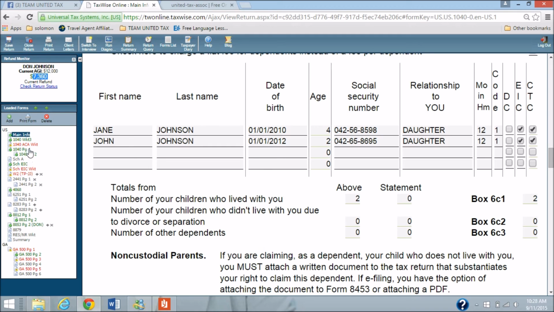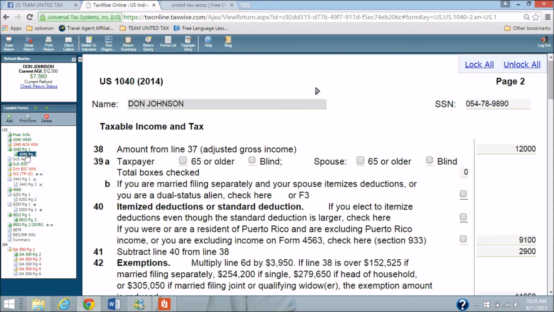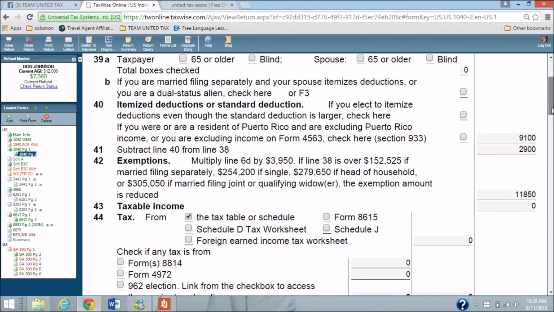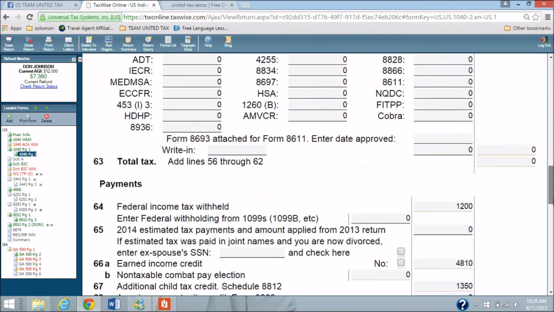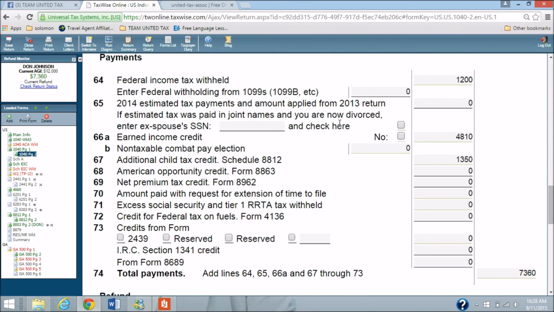Now I'm going to go back to the 1040 page 2. And as we scroll down, we see that from the earned income credit, it was $4,810. And from the additional child tax credit, that's another credit which is refundable, for the two children, they receive $1,350. The additional child tax credit is $1,350.